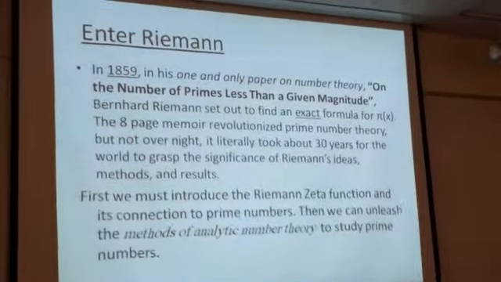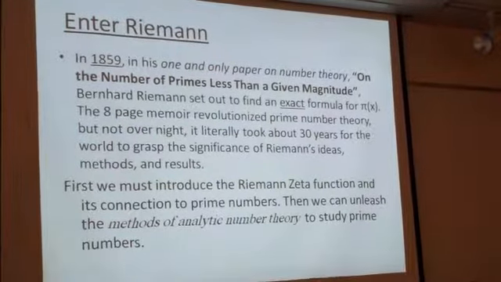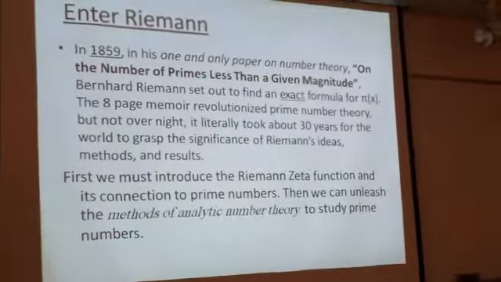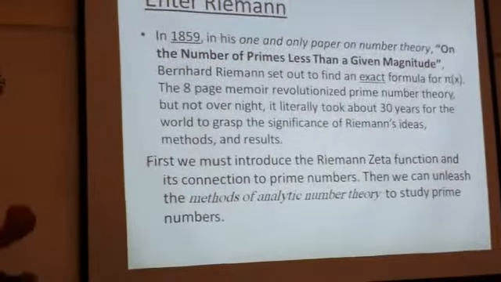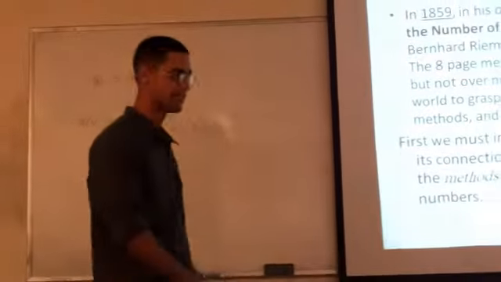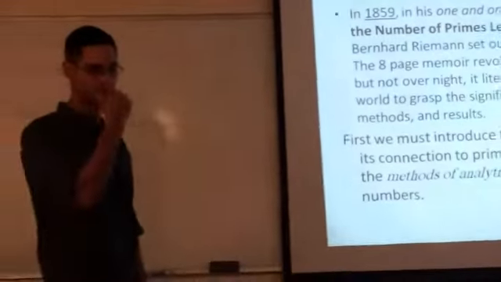Alright, so enter Riemann now. In 1859, in his one and only paper on number theory, on the number of primes less than a given magnitude, Riemann set out to find the exact analytic formula for pi of x. In a little 8-page memoir, he revolutionized prime number theory, but not even overnight. It literally took about 30 years.